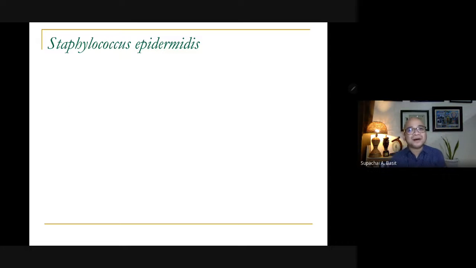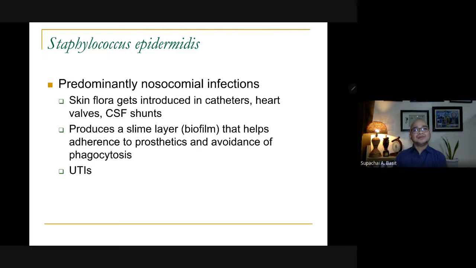Okay, so let's talk about Staphylococcus epidermidis. We were just talking about Staphylococcus aureus a while ago. Now it's about time that we discuss Staphylococcus epidermidis. Staphylococcus epidermidis is predominantly a nosocomial infection. Again, when we say nosocomial infection, we are referring to a bacterial, hospital-acquired infection. They are usually found in our skin. That's why it's called epidermidis.